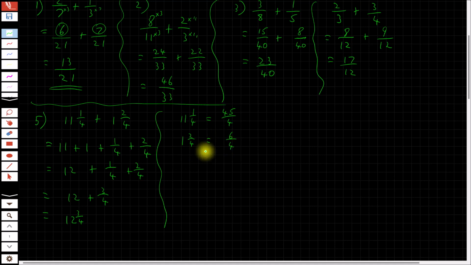Then we write down the problem. 11 1 over 4 plus 1 and 2 over 4 equals 45 over 4 plus 6 over 4. Then we have the same denominators here, so we add the numerators. 45 plus 6 is 51 over 4. So this here is equal to this here.